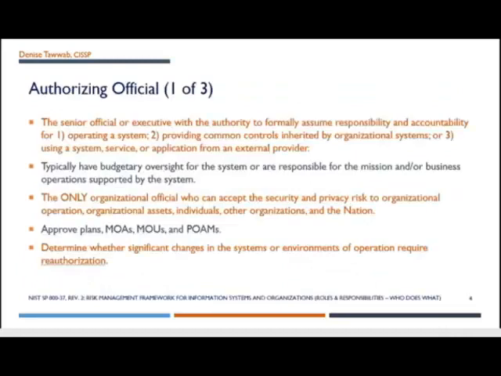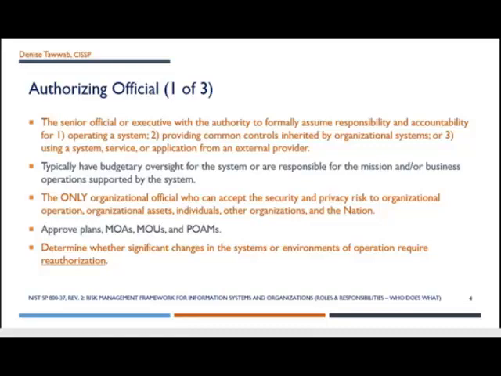All right, authorizing official. The authorizing official is the chief executive with the authority to formally assume responsibility and accountability for operating a system, providing common controls inherited by the system, or using a system service or application from an external provider. This is the person who typically has budgetary oversight for the system or who is responsible for the mission or business operations that are supported by the system. The only organizational official who can accept the security and privacy risk.